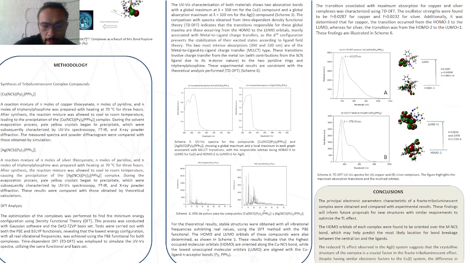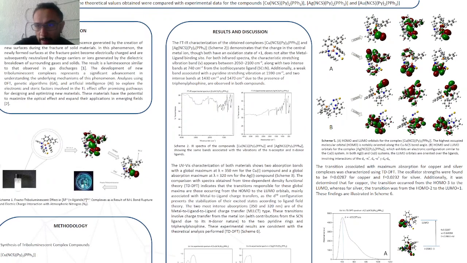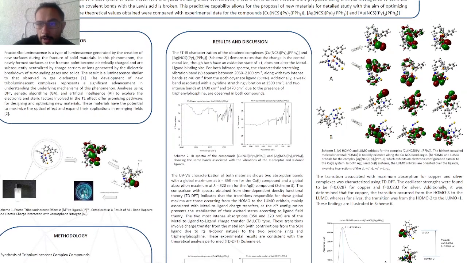Okay, so this was obtained for the theoretical part, and as we can see in scheme 6, we can see the HOMO and LUMO orbitals obtained for each one of the complexes, the copper complex and the silver complex, and how they are distributed. This is really interesting because we want to know which bond is going to break if we apply some force.